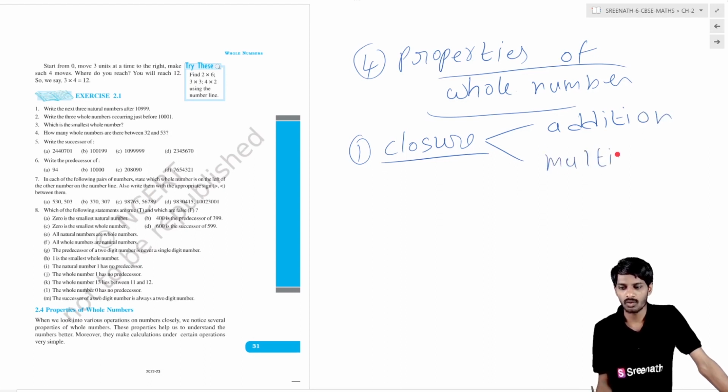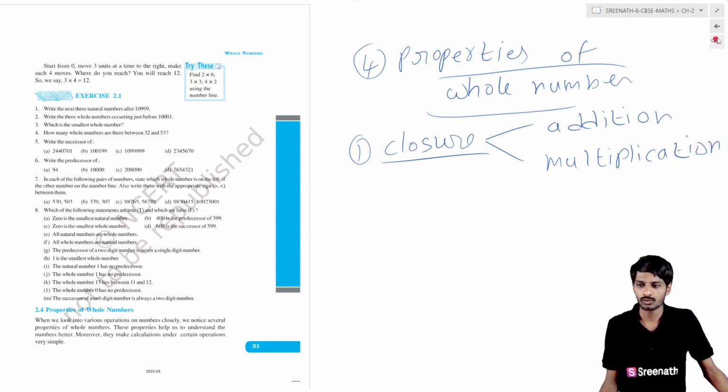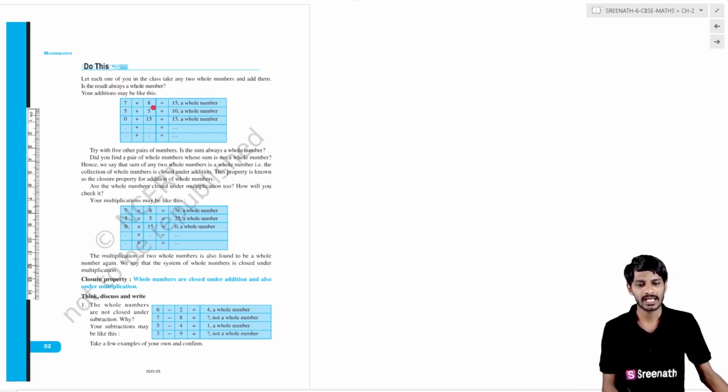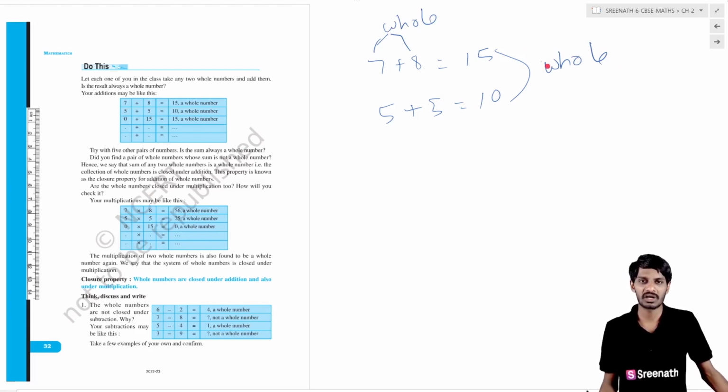Okay, if whole numbers satisfy the closure property, then we call that whole numbers are closed under addition, whole numbers are closed under multiplication. That is the statement we are giving at the end. So suppose what you have to do, take two whole numbers, 7 plus 8, and add those numbers, you will get 15, which is a whole number. Now add another two whole numbers, 5 plus 5 is 10, it is also a whole number. By adding two whole numbers, you are again getting a whole number. So we call this as the whole numbers are closed under addition.